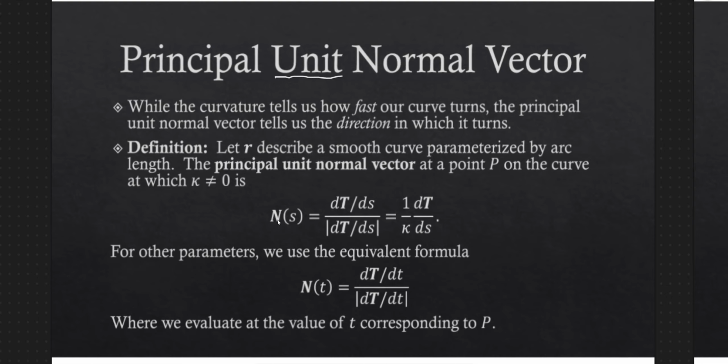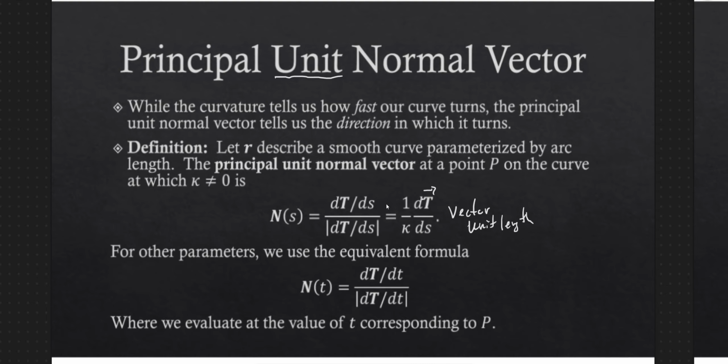So the principal unit normal vector is 1 over curvature times dT/ds. So notice this is a vector that's coming out. This is a vector quantity, and it's unit length. And that's the principal unit normal vector. That's how we get a hold of this thing that's telling us the direction of turning.